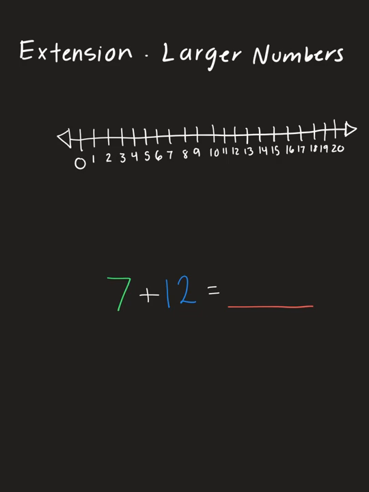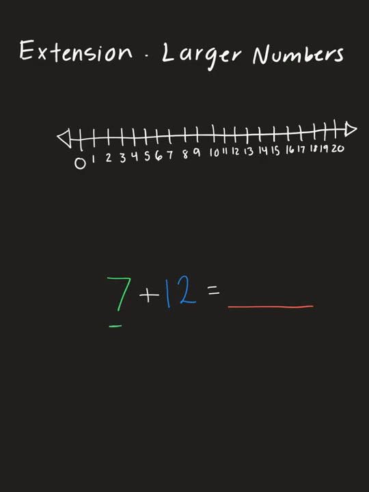This last page is an extension, so if you feel like the other examples are really easy, easy peasy lemon squeezy, then you can try a harder number line addition problem by making a really long number line from 0 to 20. This helps you add big numbers that are greater than 10. So the same thing happens.